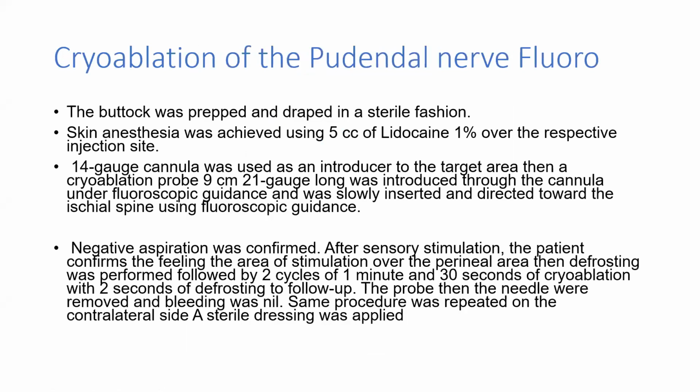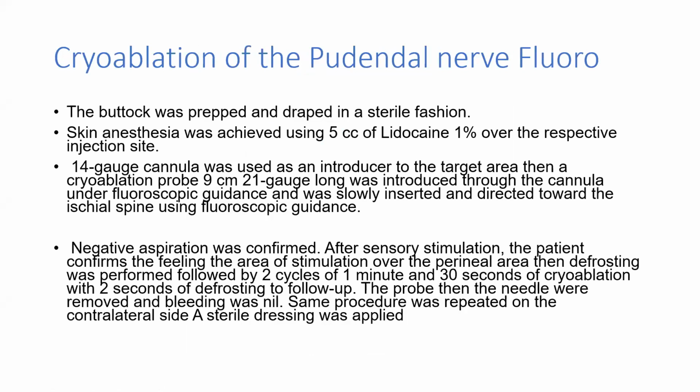So the steps are: you prepare the buttock and drape it in a sterile fashion. You do the skin anesthesia of the respective injection site, as I showed you. I used a 14 gauge cannula as an introducer to the target area, and then I slid in the cryoablation probe. I used a 9 centimeter, 21 gauge probe, introduced through the cannula under fluoro guidance, and slowly inserted, directed to the ischial spine under fluoroscopic guidance.